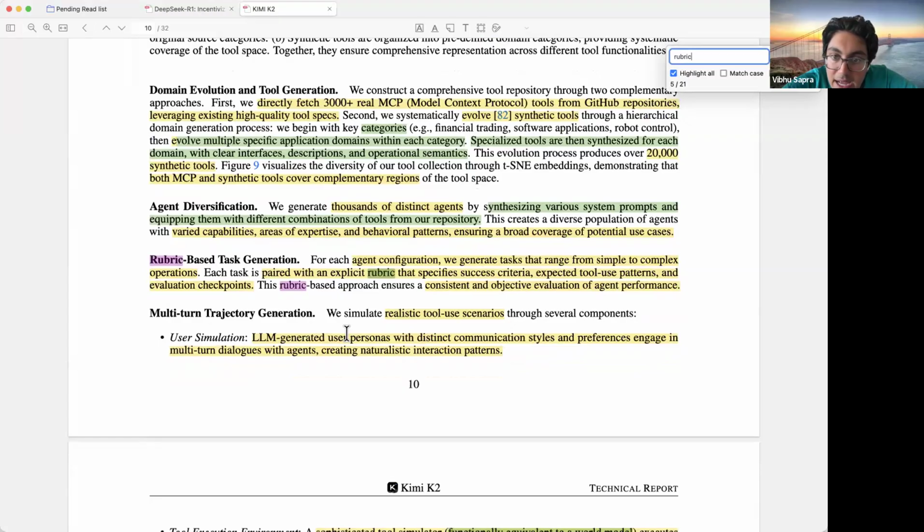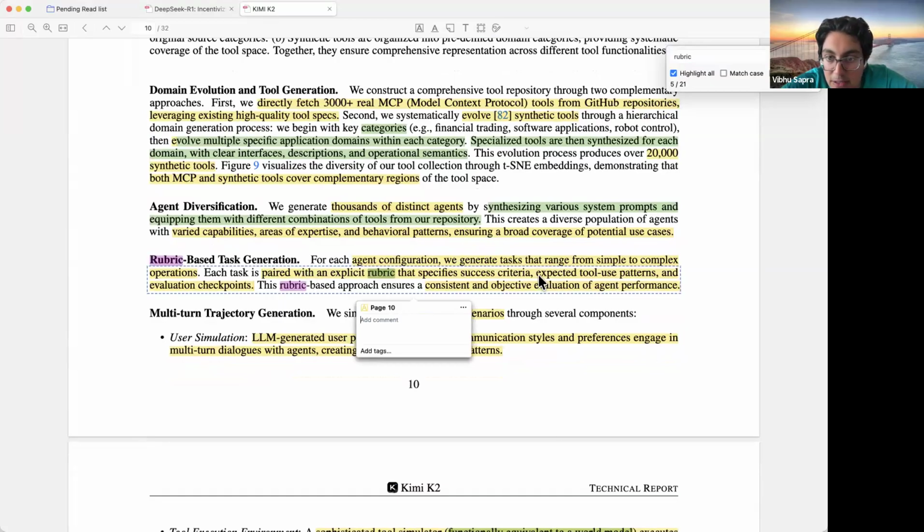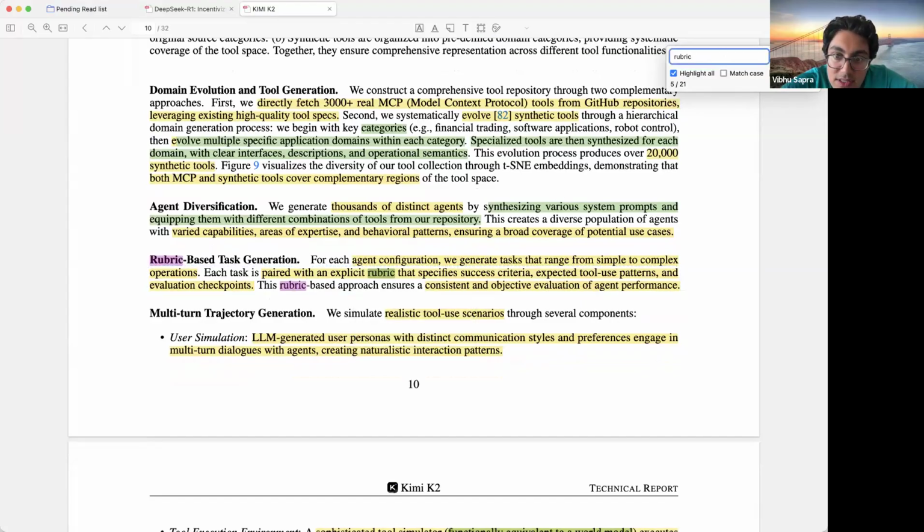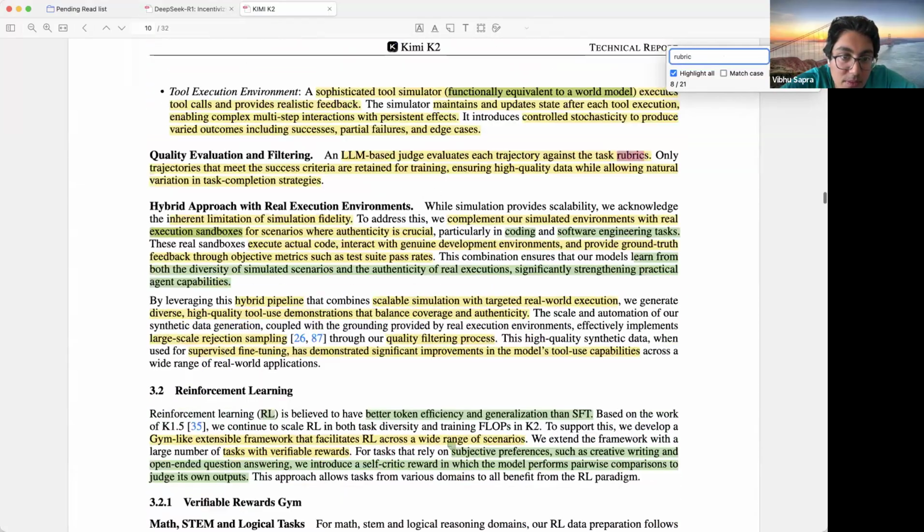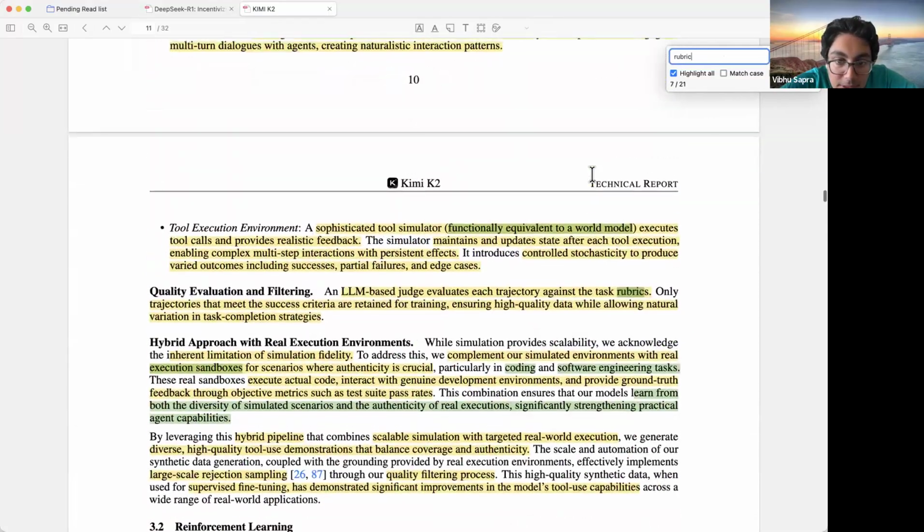For each agent, we generate tasks that range from simple to complex. Each task is paired with an explicit rubric that specifies the success criteria, expected tool use, and evaluation checkpoints. This rubric-based approach ensures consistent, objective evaluation of agent performance. Where else is this mentioned?